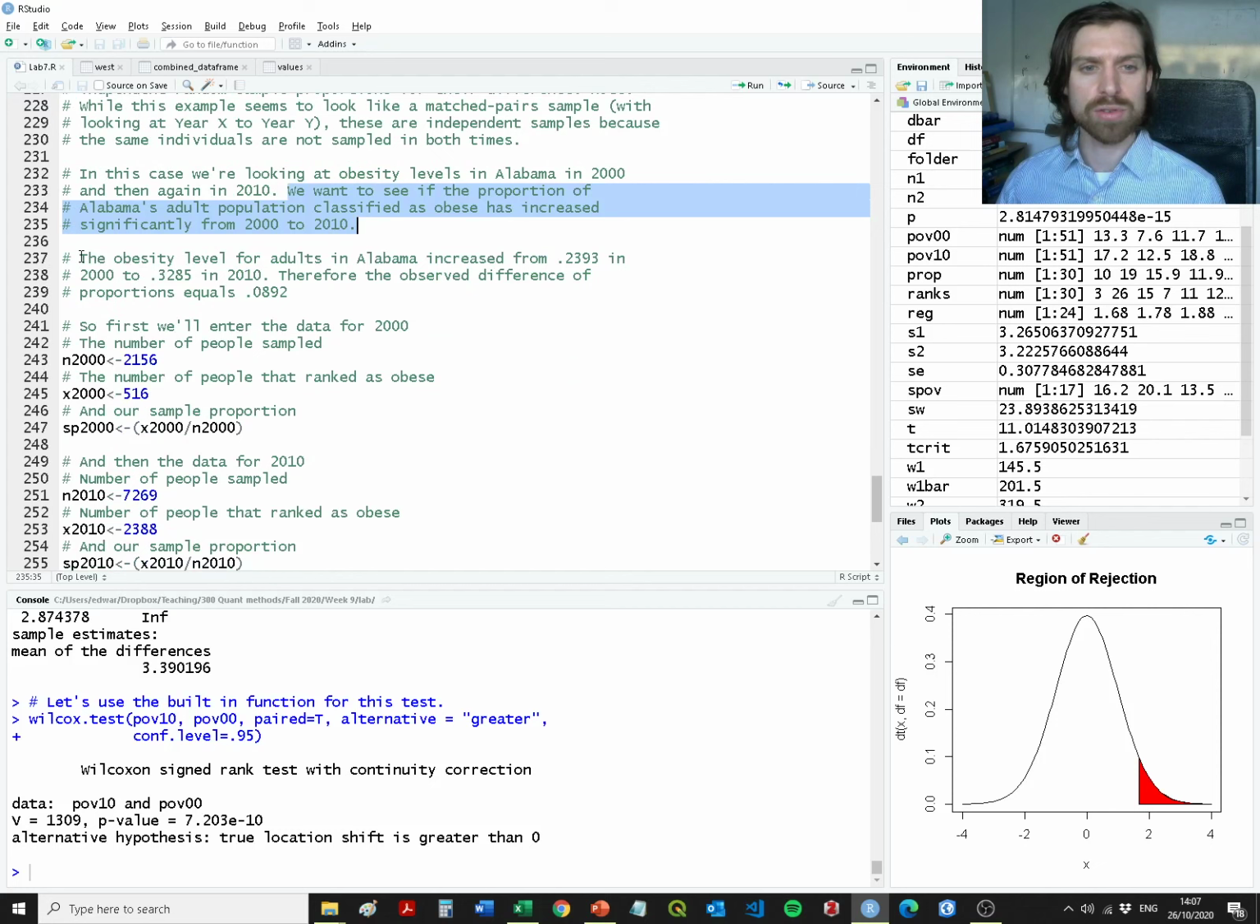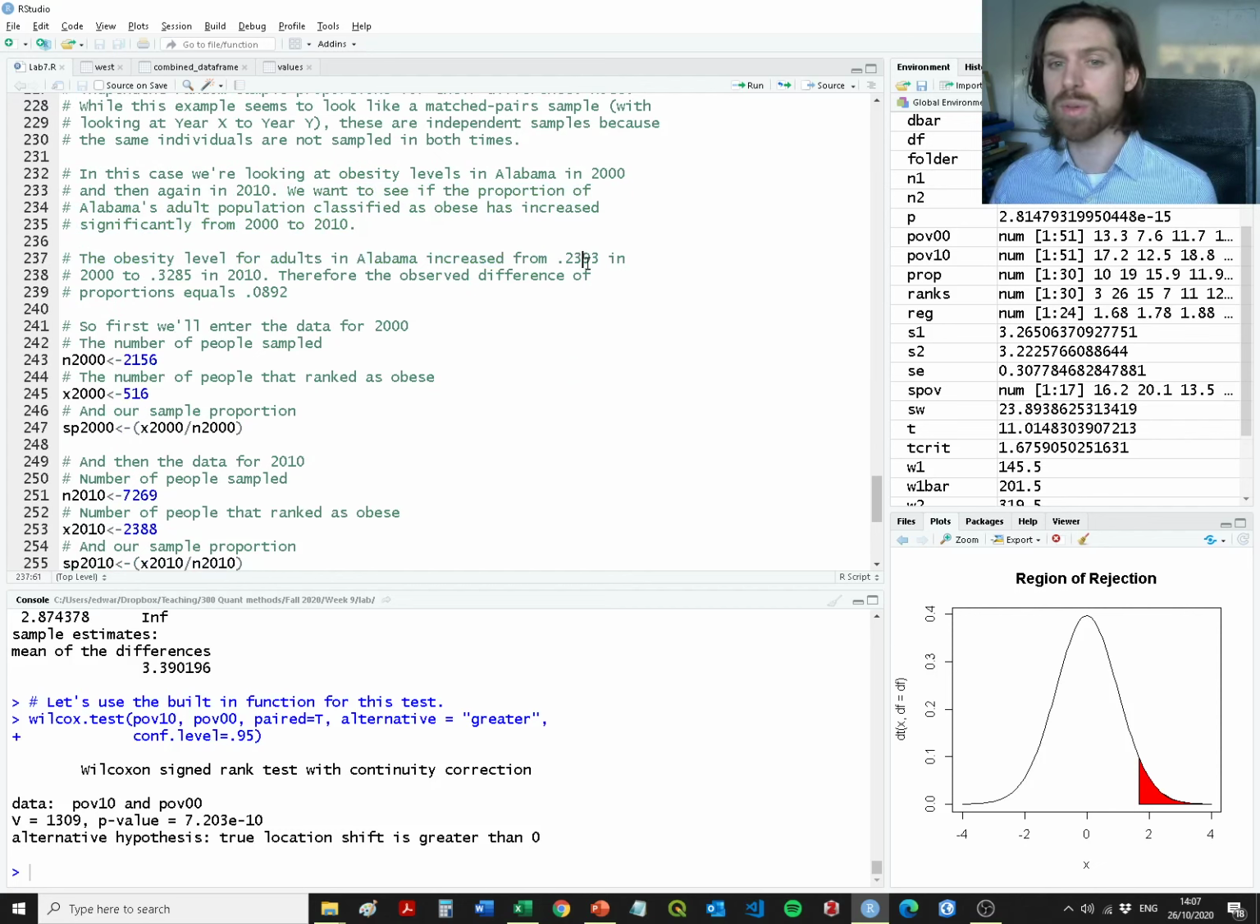So the obesity level for adults in Alabama, essentially, was about 23.9% in 2000, but then by 2010 it was about 32.8%, so it's increased really quite significantly by about 8.9%. So let's enter the data to get the ratio first.